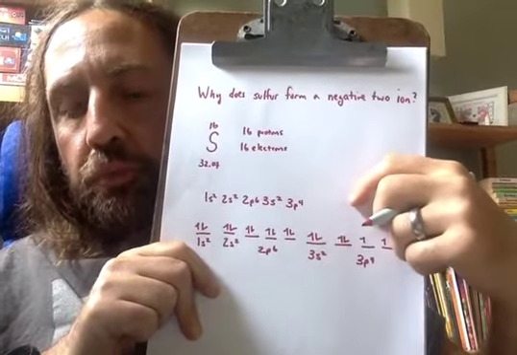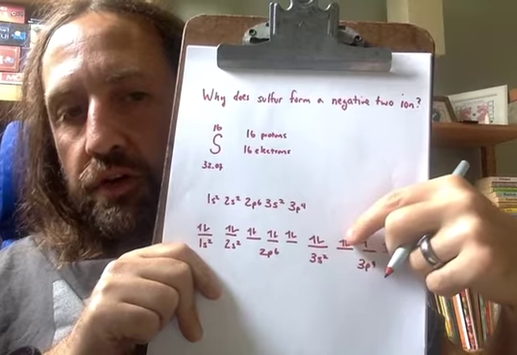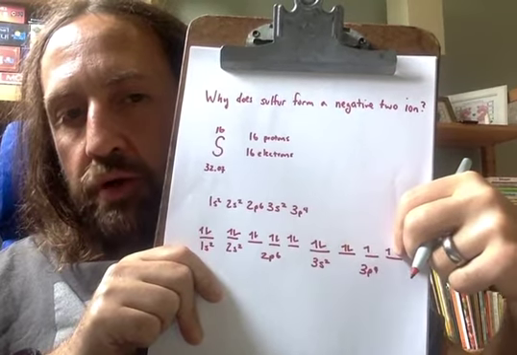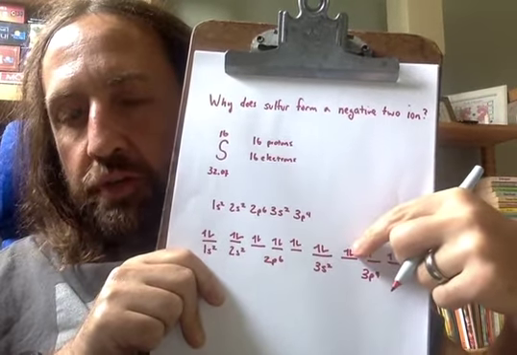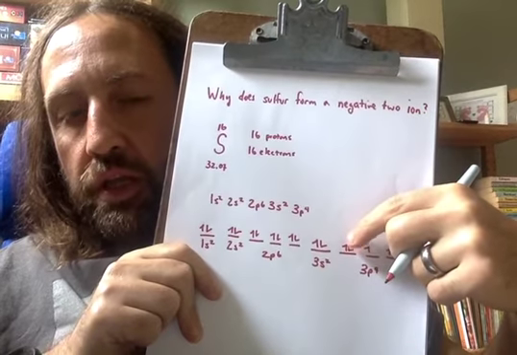So what I want you to notice here is you go in up, up, up, single, single, single, and then you put that fourth one in the 3p right there. Okay? So the question is, why would sulfur form a -2 ion?